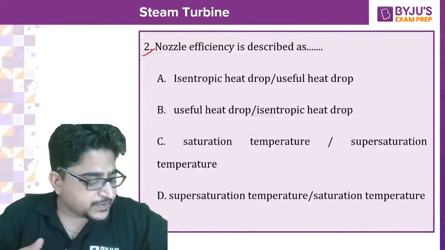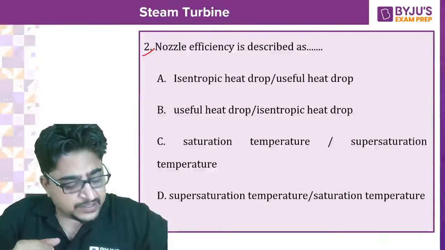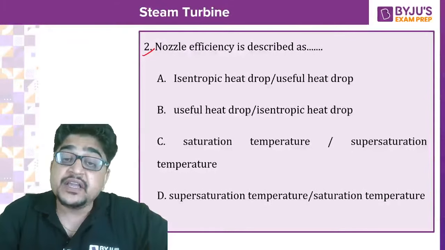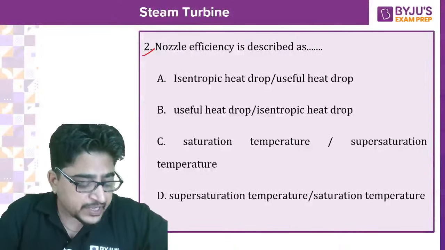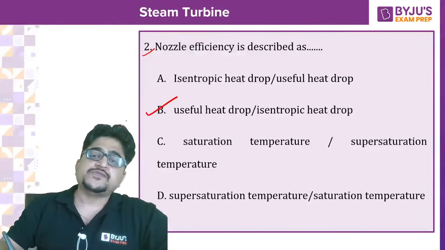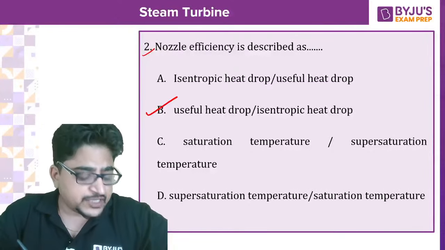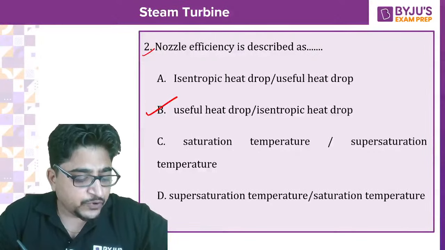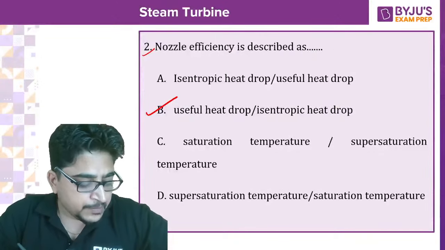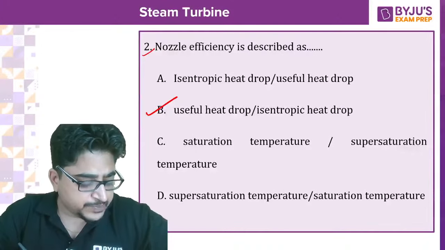See, that is why you people leave these topics. These questions are asked very rarely in the examination, but they can be asked. So nozzle efficiency is described as useful heat drop by isentropic heat drop. So the correct answer for question number 2 is B.